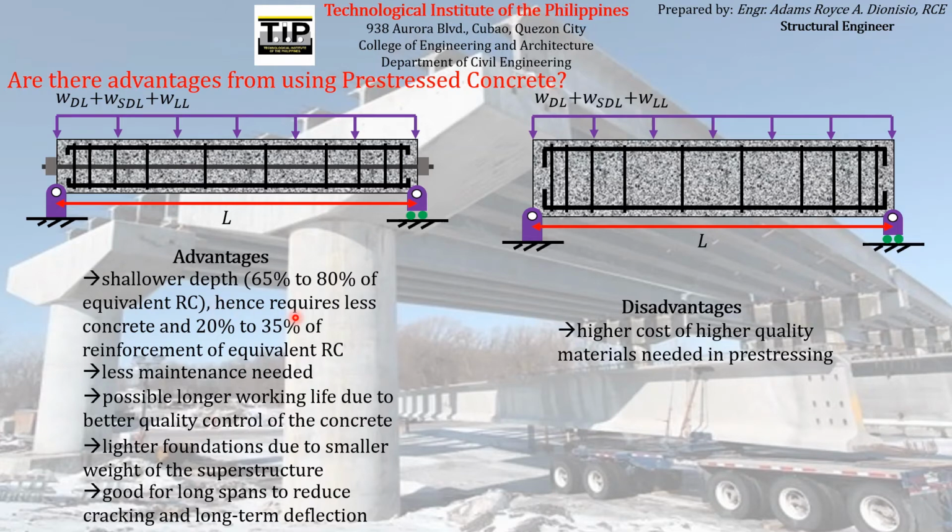There is what we call additive and deductive. We have reduced the volume of concrete and the amount of reinforcement, but since these materials are required to have a higher quality, there will be an additive cost due to that requirement of higher quality materials.